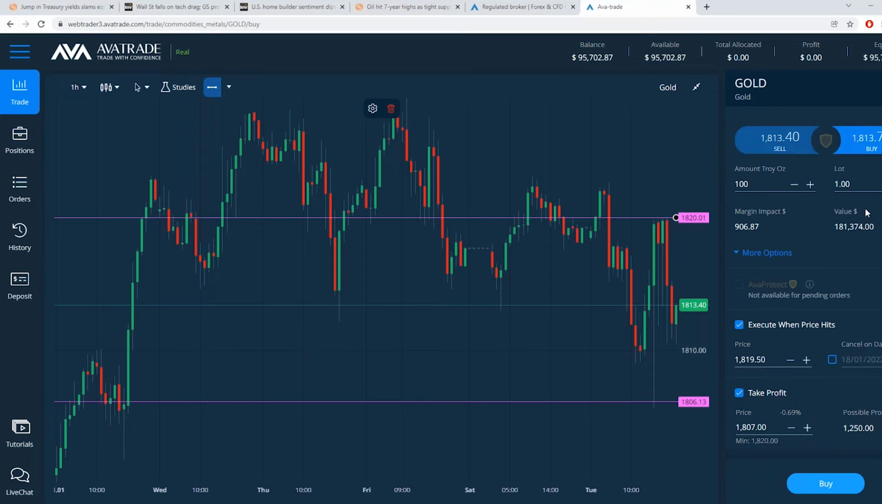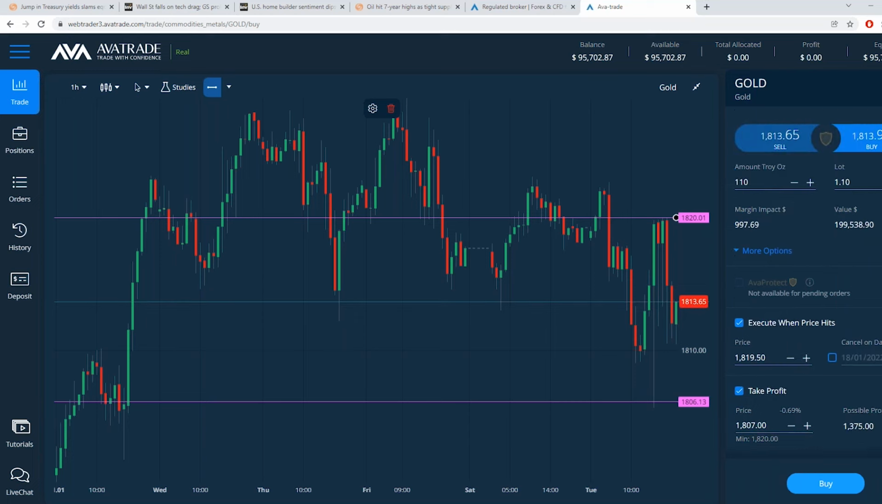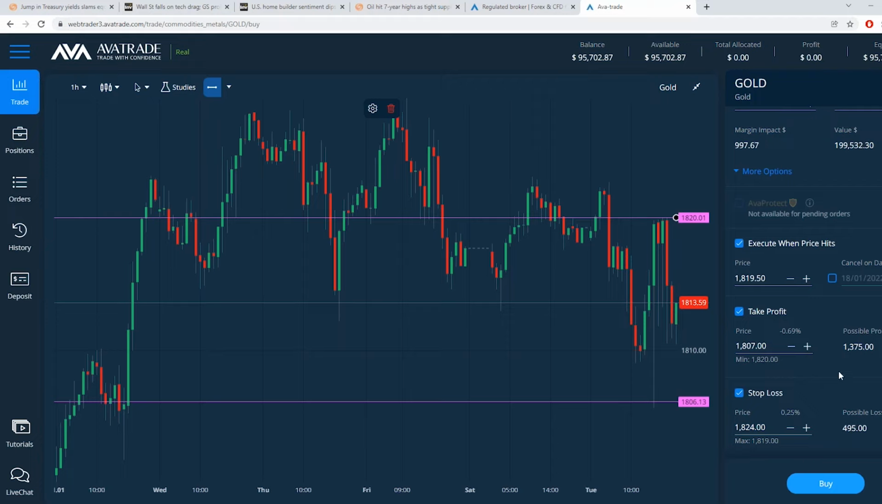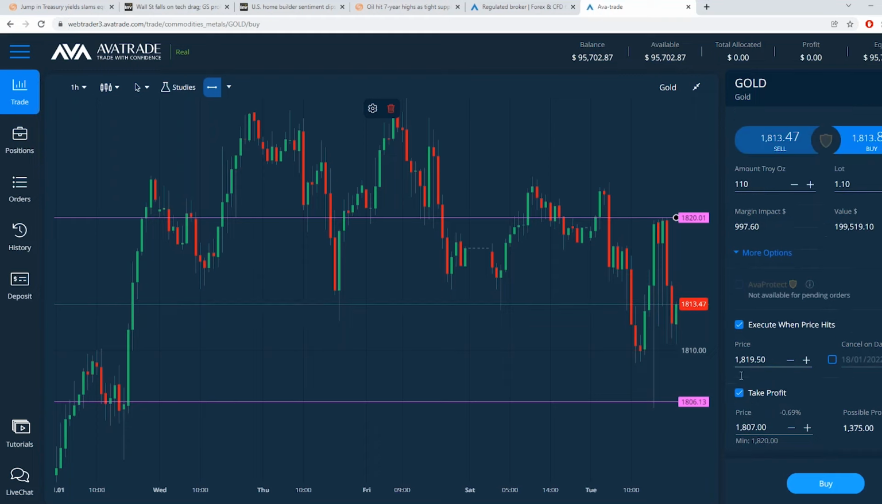And if I said I want to risk about 500, then I can go a little larger than 1 lot, 1.1. And now I'm risking 495, potential profit 1375. So now my risk management is calculated for me. If I wanted, I could use AvaProtect, which would protect against any losses for up to 2 days for a defined time period, and the profits are yours. And you just have a small premium cost if you use AvaProtect.